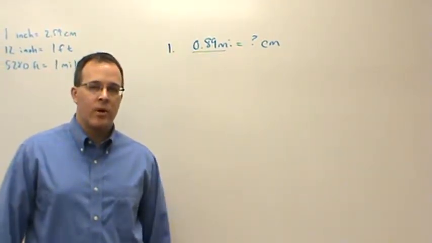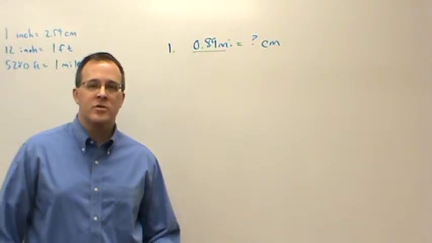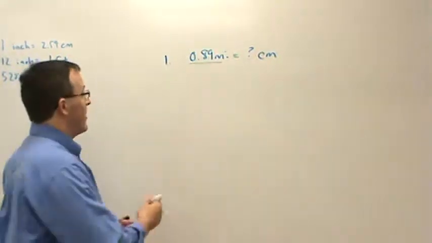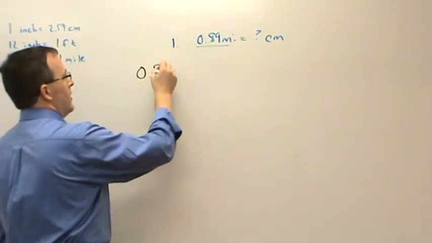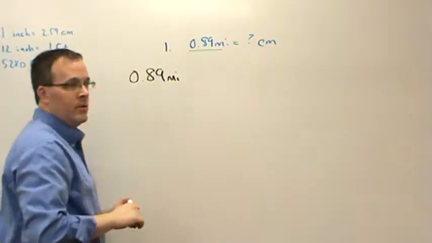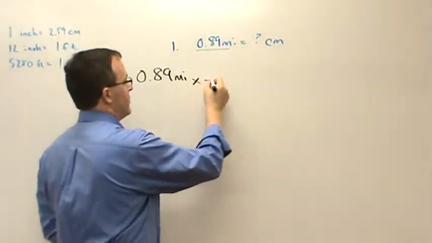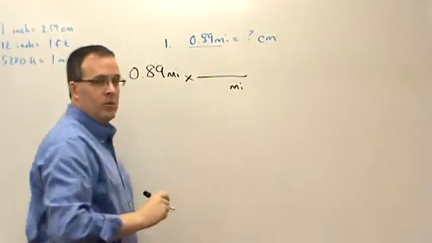With any unit conversion problem, we're always going to start with the number that's given to us in the problem. In this case, the 0.89 miles. So the first thing you're going to do is write that number, 0.89 miles. Then, without thinking, because that's what we don't do, think: X, line, and put that unit down there.